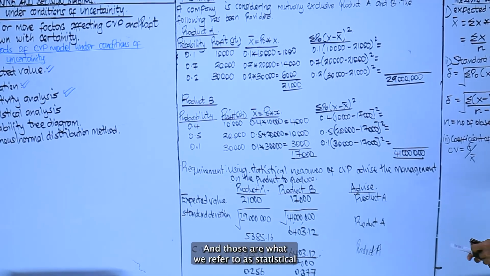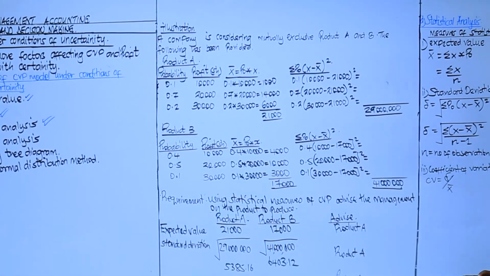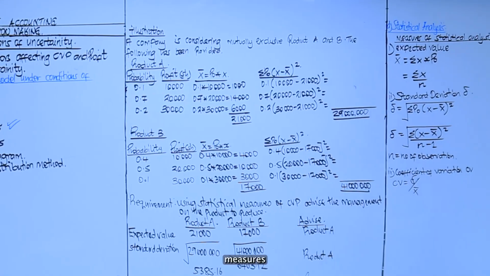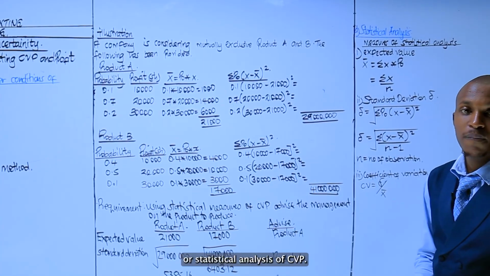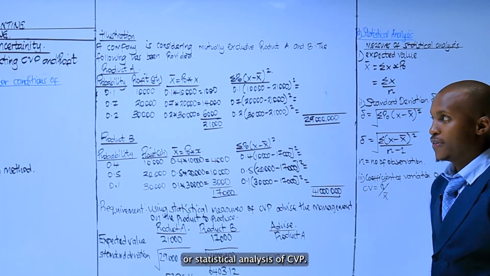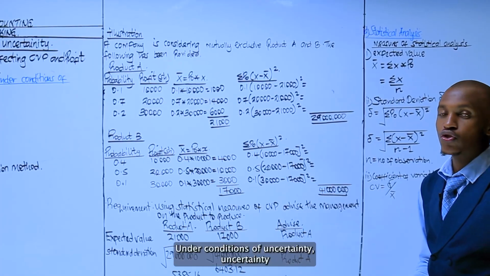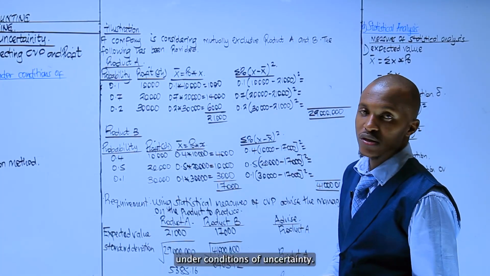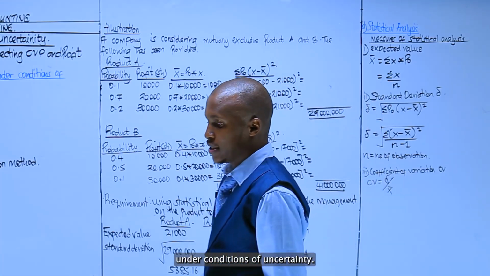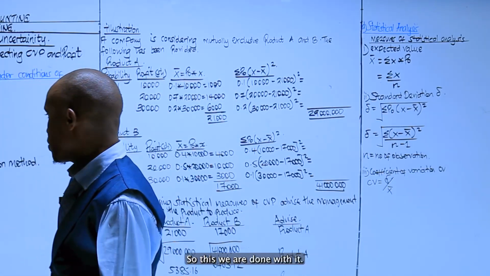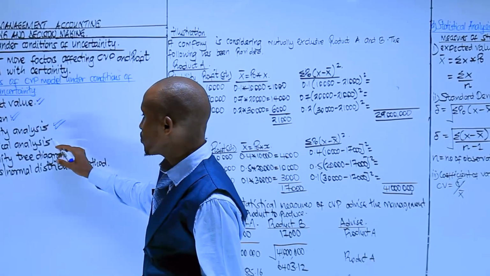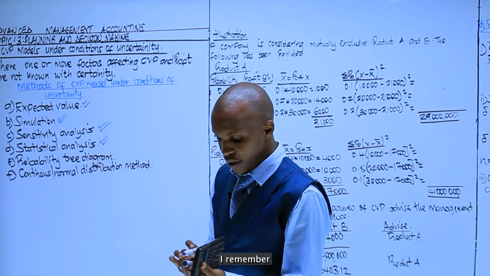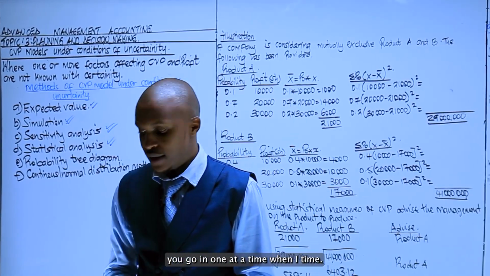And those are what we refer to as statistical measures, or statistical analysis of CVP under conditions of uncertainty. So we are done with this. Remember, we're going one at a time.